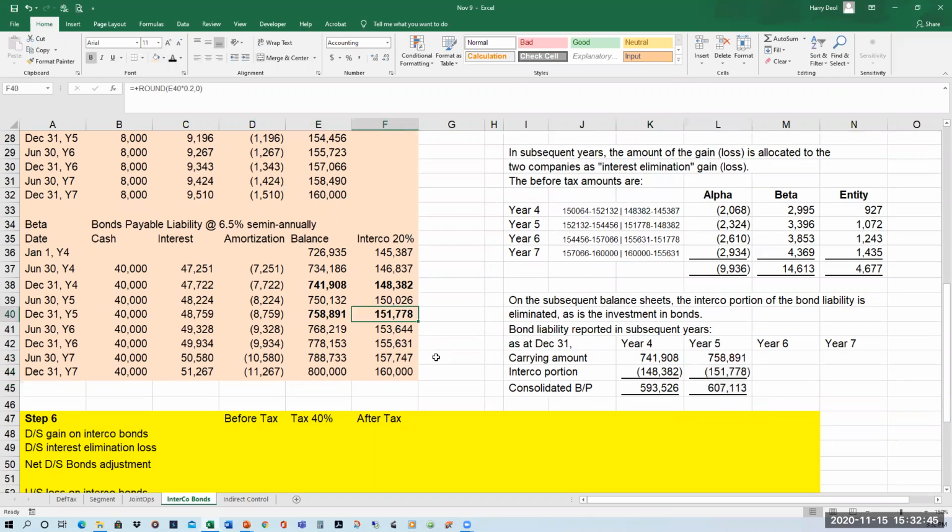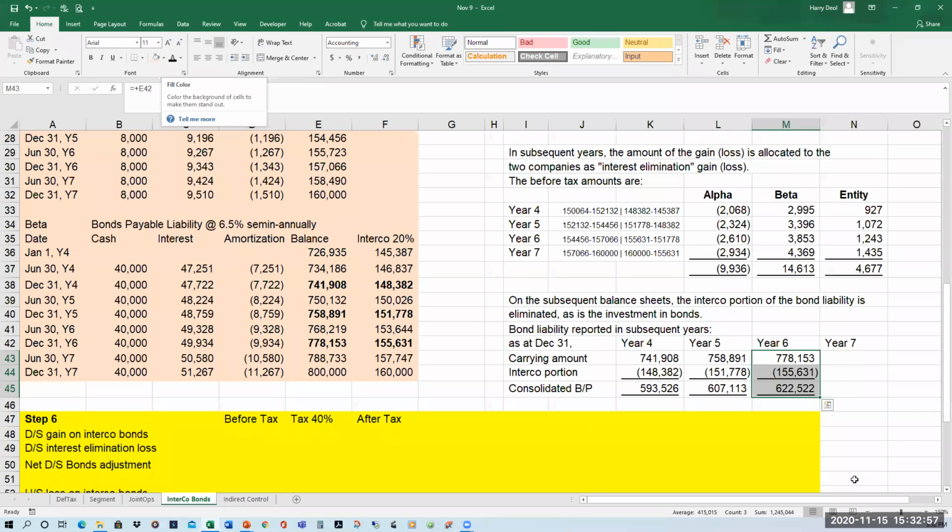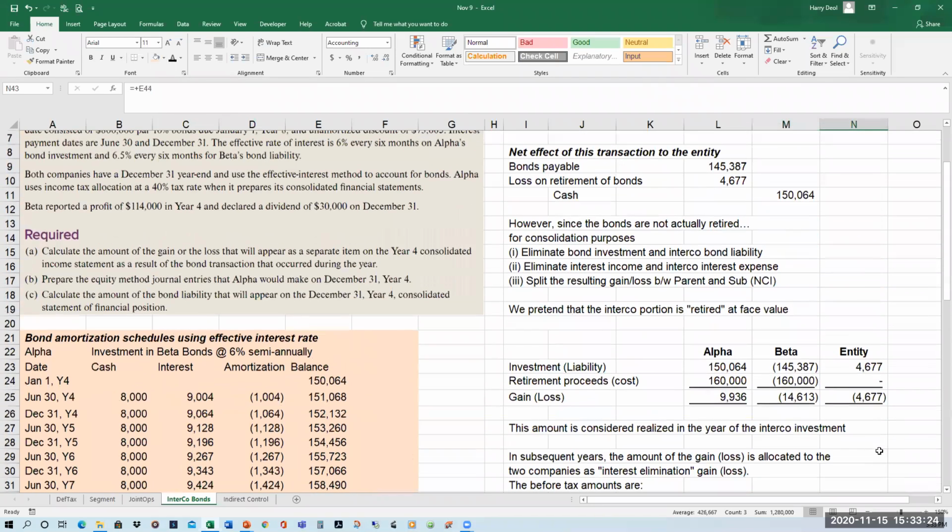At the end of year five, you will have 758,891 minus the intercompany portion, 151,778. At the end of year six, you will have 778,153 minus the 155,631 to get 622,522. And at the end of year 7, basically, we're going to have 800,000 minus the 160,000, or a net amount of 640,000. The bonds have a maturity date on Jan 1st, year 8. Okay, so we have answered part A, we have answered part C.